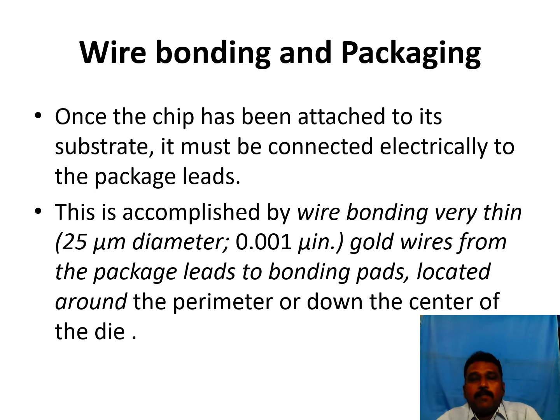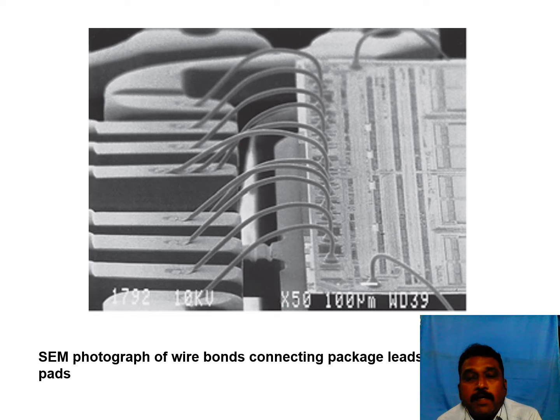This is accomplished by wire bonding, using very thin wires, 25 micron diameter or 0.001 inches. The wires are made of gold, running from the package leads to the bonding pads located around the perimeter or down the center of the die. So we use gold wires for the transmission of the electric current. You can see a scanning electron micrograph of the wire bonds. These are the gold wires, and they are connected to the wafers.